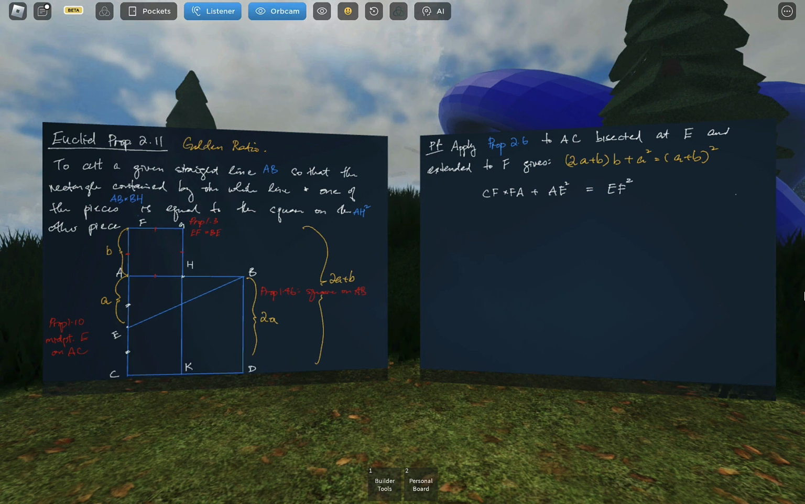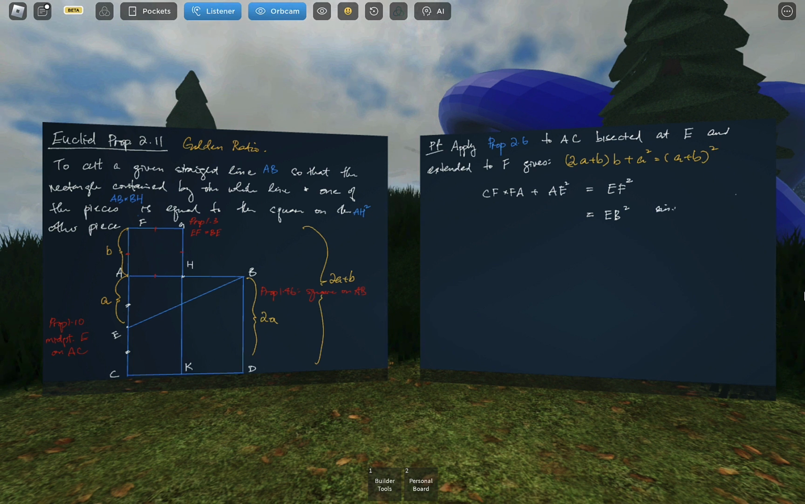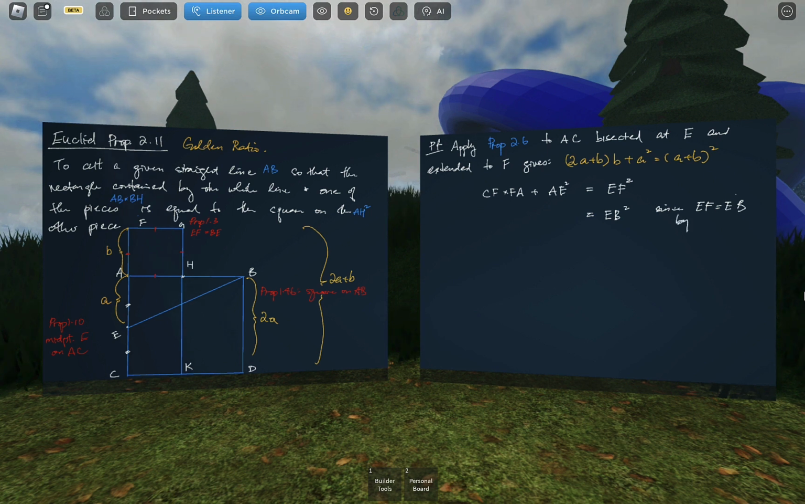And so now we're going to do some algebra. We're just going to make it equal to EB squared. Now this is kind of stupid, right? EF is equal to EB. By construction, we made them equal in virtue of the diagram.